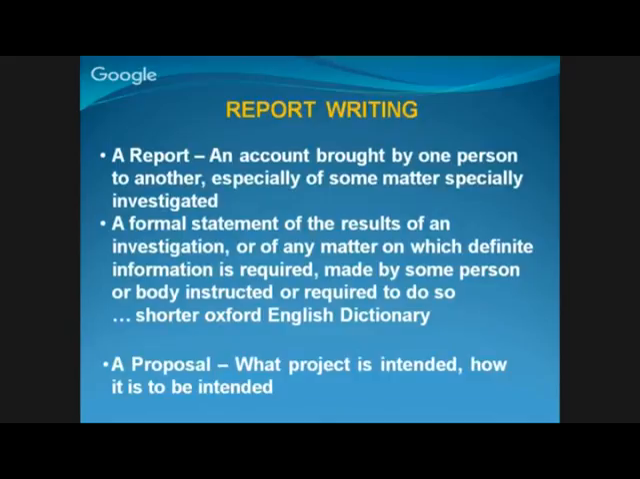Whereas a proposal is about what is intended and how it is to be intended. So in a proposal we write in the future tense, and in a report the past tense is used. For example, in a proposal you will write, the study will be carried out to, the objective of this study is to, a sample of 400 teachers from so and so institution will be taken randomly. So you wrote in the future tense, but in a report you will write that a sample of 400 teachers from these institutions was taken randomly. So a proposal is about what project is intended and how it is to be intended.